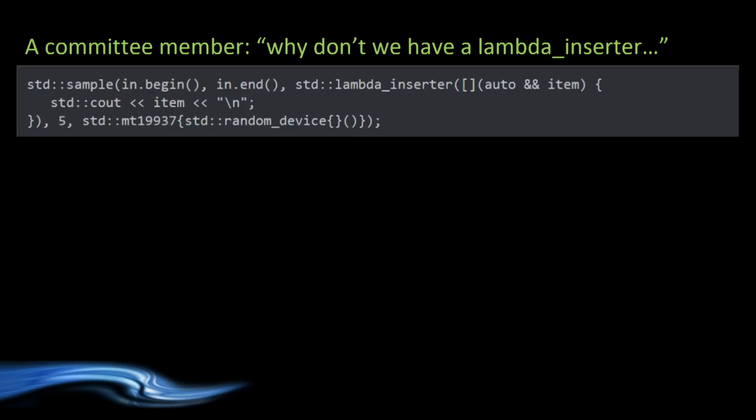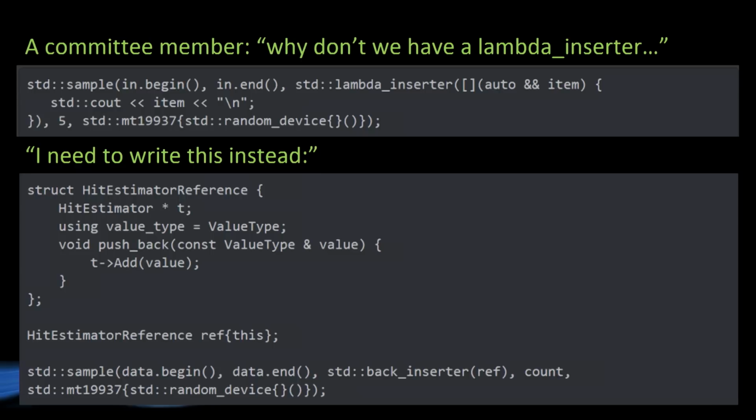Here's another one, from an unnamed committee member, wondering why I don't have a lambda inserter thing. Basically what we're trying to do here is turn a lambda into a back inserter, so that you can pass it to things that expect an iterator. And then they said, I need to write this instead. It's all this code. You have to make a class just to have the push_back, because their function wasn't called push_back, it was called add or something. And then they can use back inserter to turn push_back into an iterator.